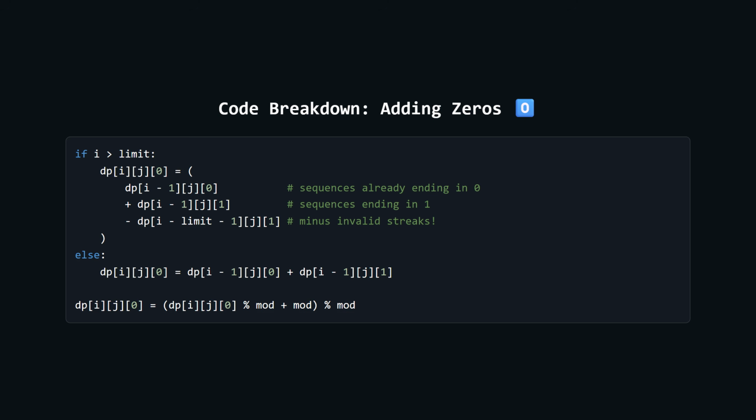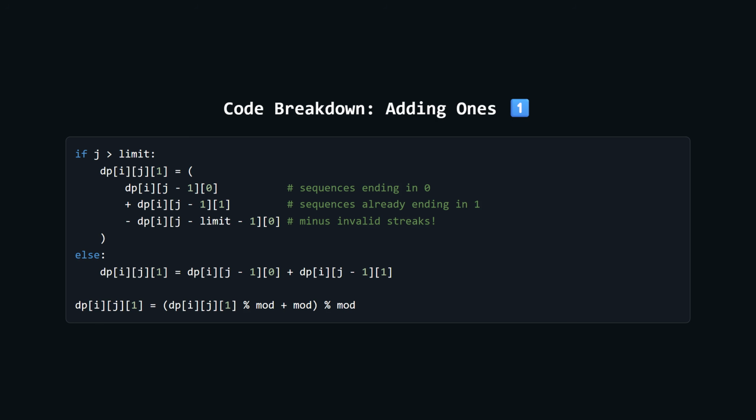Since subtraction might give us a negative number in Python, adding the mod value before taking the modulo again ensures our count stays positive. Adding ones follows the exact same logic. We look at combinations with one fewer one placed. We add together the valid paths, and if we've placed more ones than the limit allows overall, we look backwards and subtract the combinations that would result in a chain of ones that is too long. It is a mirror image of the logic we used for the zeros.